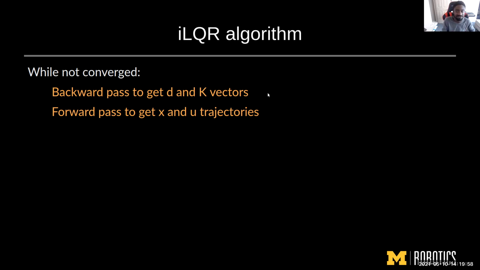We do the backward pass to get some new d's and k's, and then we calculate the corresponding x and u's using the forward pass, and then check for convergence. And we keep doing this over and over again until we converge. And once we converge, then the resulting x and u's are the optimal trajectories we are trying to solve for.